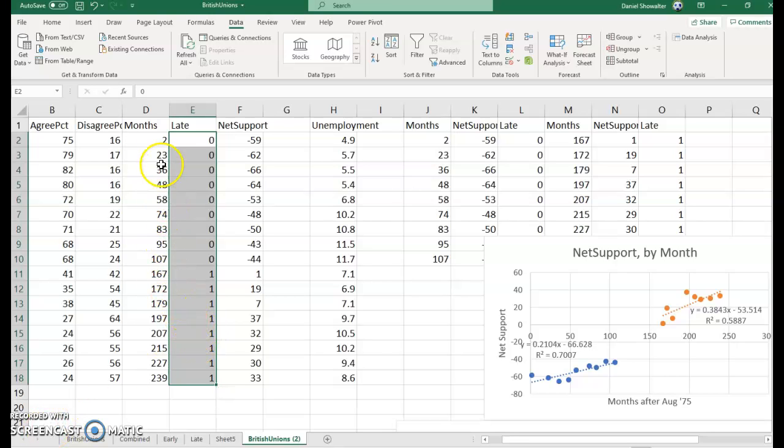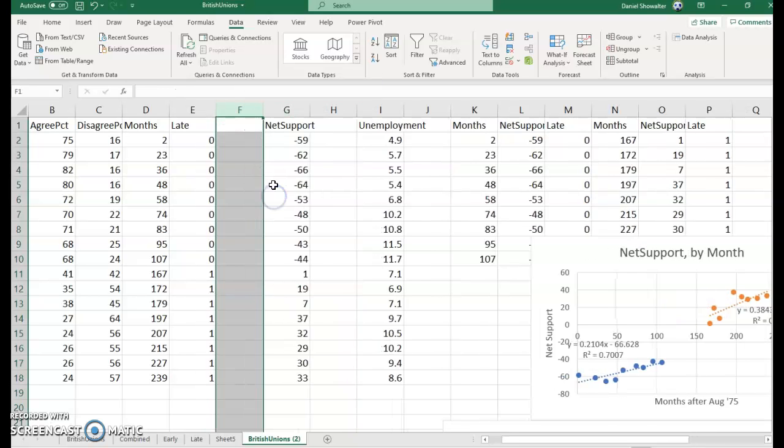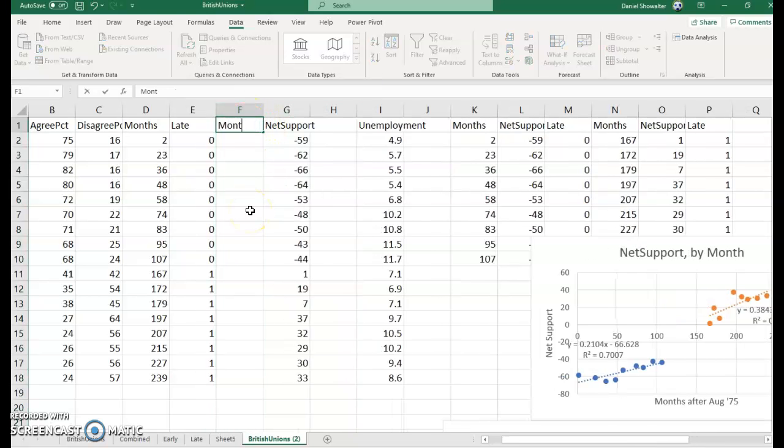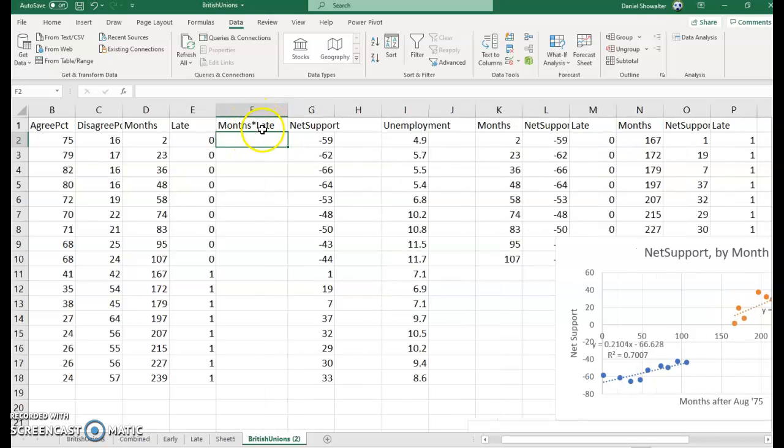Okay, so in the earlier problem, we looked at a model with months and late in it as separate predictors, but now we're looking at an interaction term between them. So what I'm going to do is insert an extra column, and often this is written as the first variable and then a multiplication sign and then the second one, and it's really just setting up the formula, which is the first value times the second one.